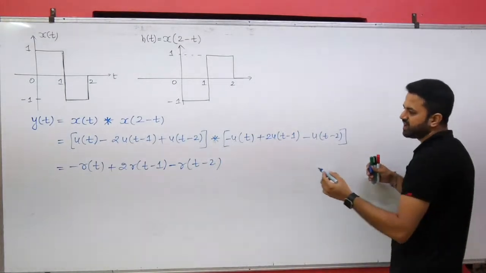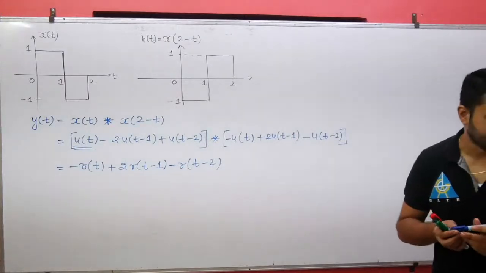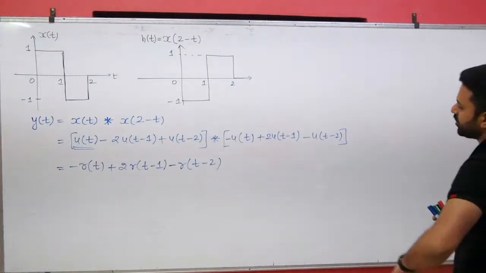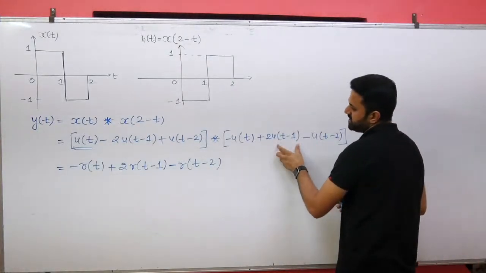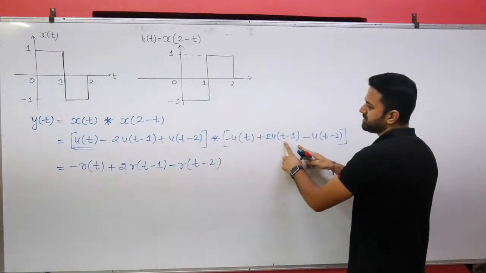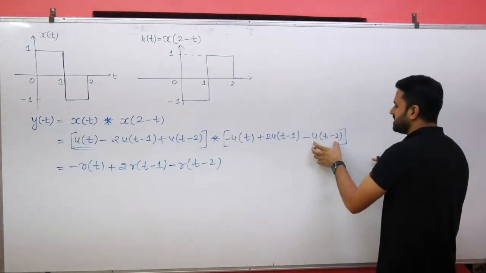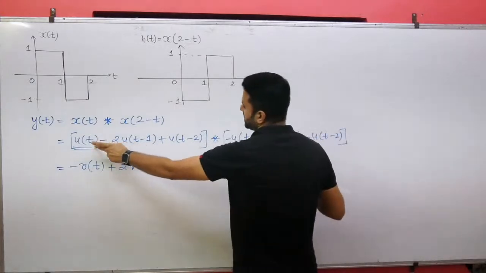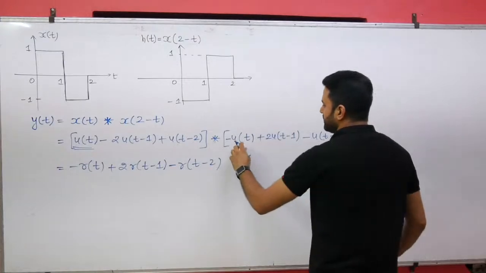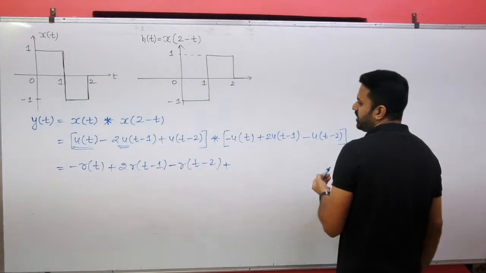So this first term convolved with all the three terms, you will get the ramp, and that ramp will be shifted according to the shift in the unit step. So this is u(t), this is u(t), you will get the ramp. This is u(t), this is u(t-1), you will get the ramp but shifted to t-1. And this is u(t-2) and it is u(t), so you will get the ramp which is shifted to 2. Okay.